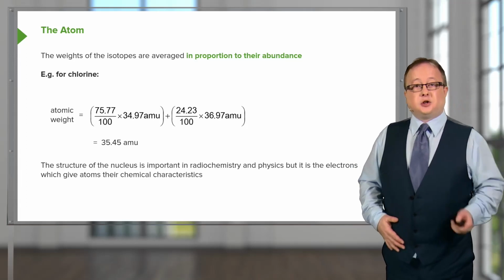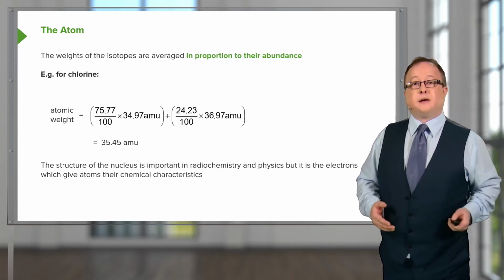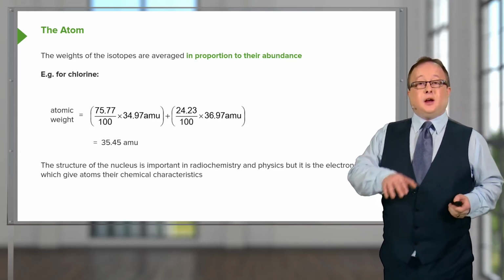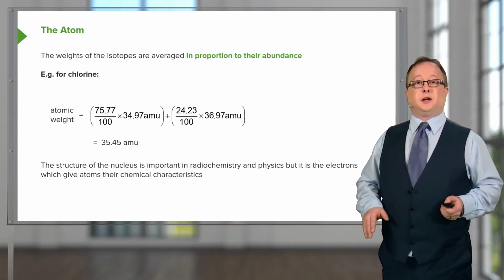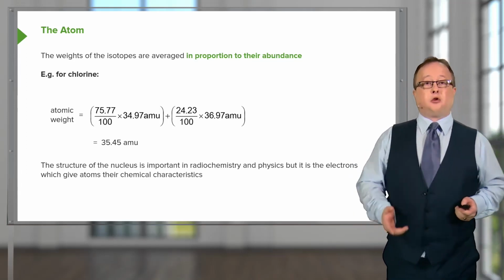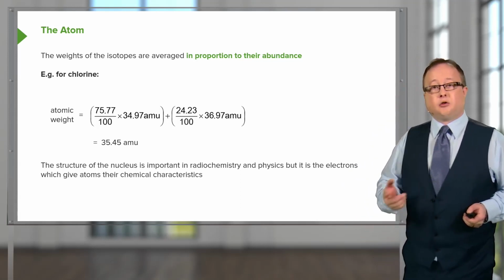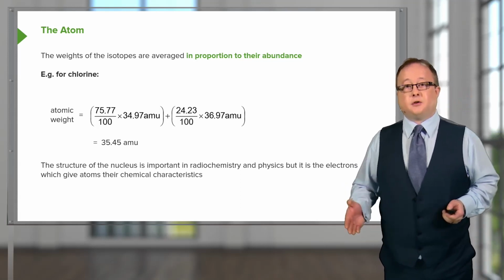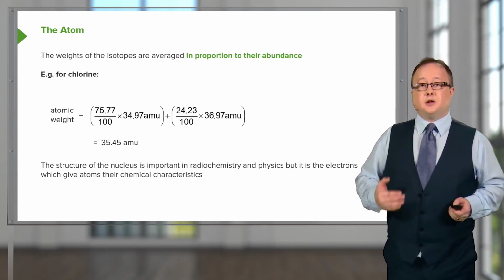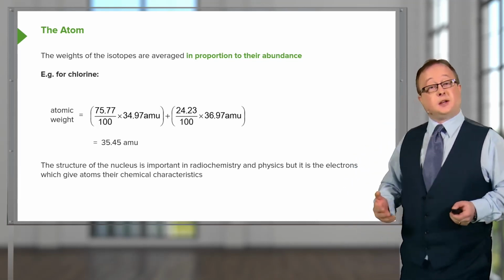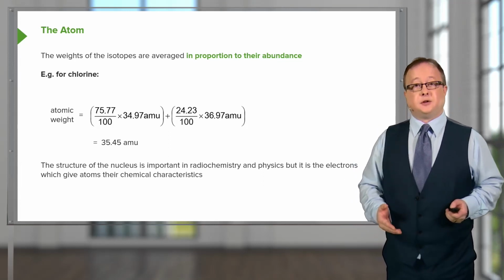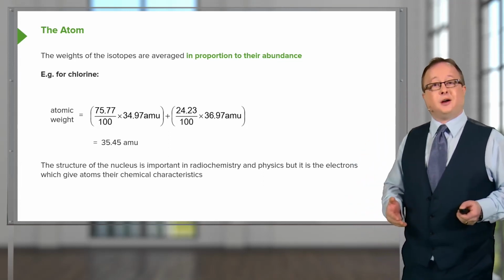And whilst the structure of the nucleus is important in radiochemistry and physics, in terms of the chemical characteristics, an atom of chlorine 35 will behave the same chemically as an atom of chlorine 37. It makes no difference to their reactivity. The only way you can even detect this sometimes is via certain analytical chemistry techniques, which are beyond the scope of this course.